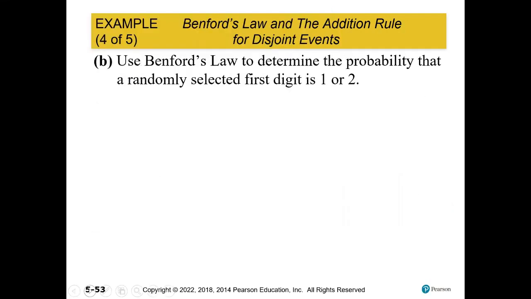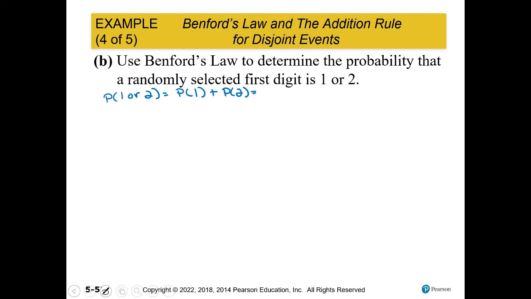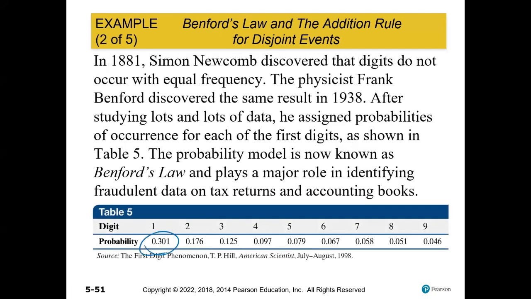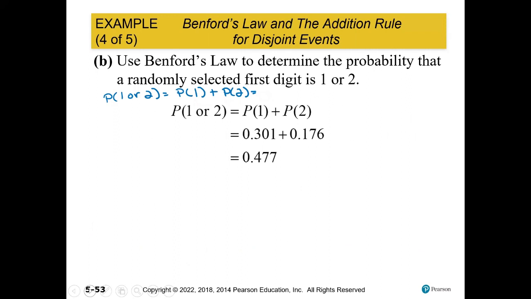Use Benford's law to determine the probability that a randomly selected first digit is 1 or 2. Okay, so if a number starts with a 1, it cannot start with a 2. They are completely disjoint events. So the probability of 1 or 2 is what we are looking for, which adds the probability of 1 to the probability of 2. Exactly what it wrote here. If we go back to the original table, they just copied those values, 0.301 and 0.176, and added them together. And 0.477.